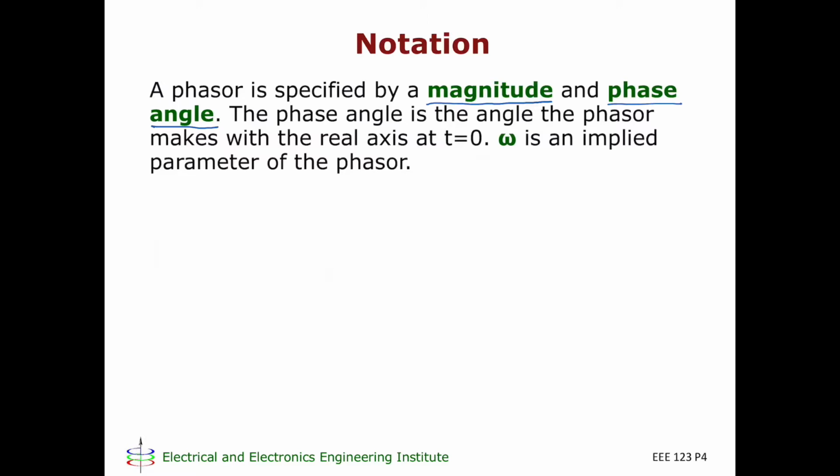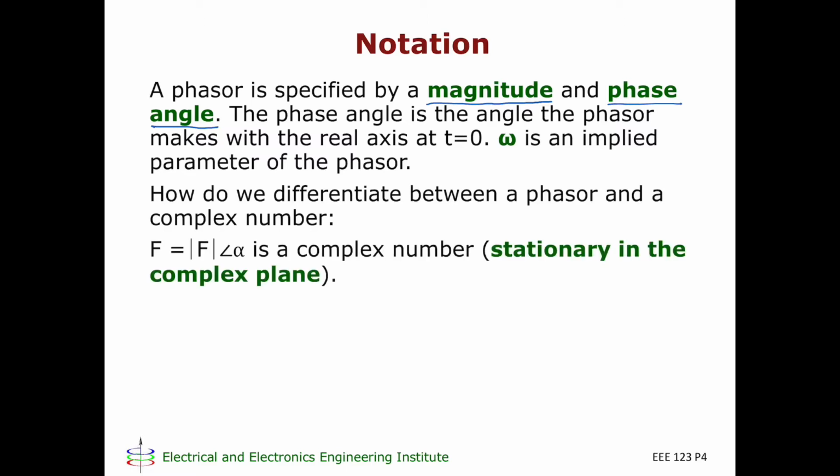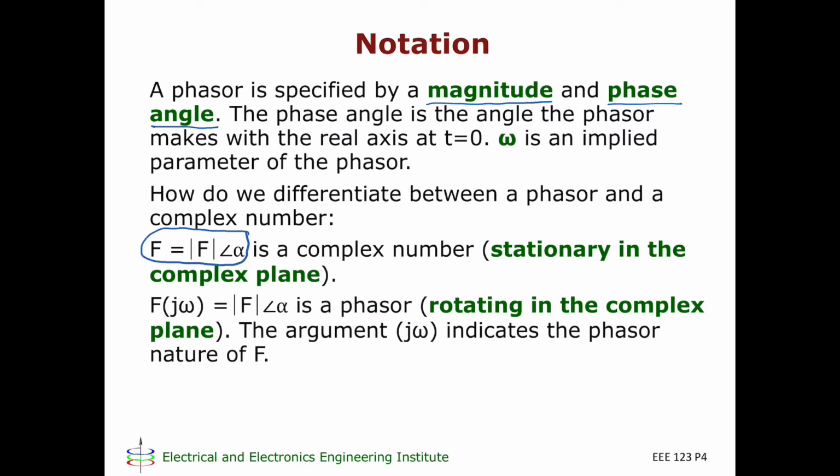Now, if you will recall, a complex number in polar form is specified in exactly the same way. You specify its magnitude and its angle. How then do we differentiate between a phasor and a complex number? If you see a number written in this manner, this is a complex number. If we wanted f to represent a phasor, how should we write it down? Well, we should add the argument j omega. That is to differentiate f from being simply a complex number. So the j omega will indicate the phasor nature of f.